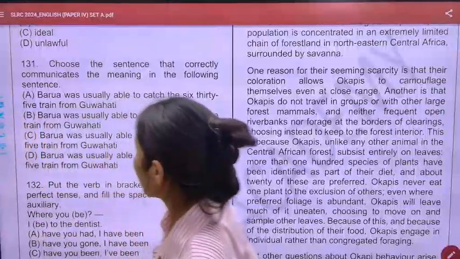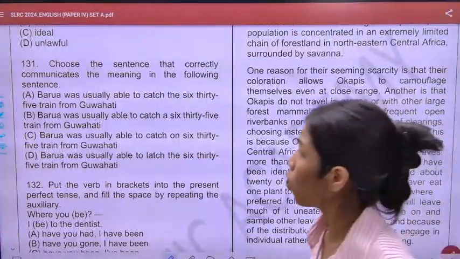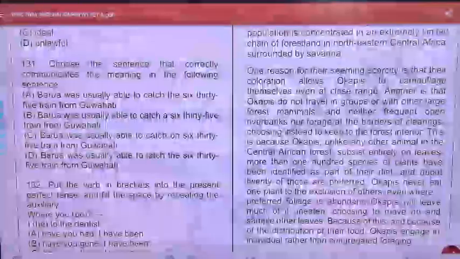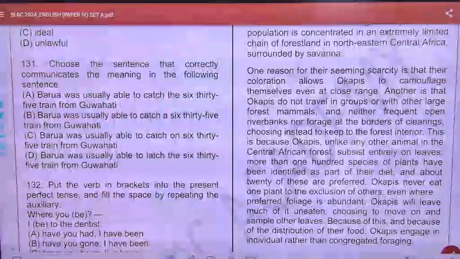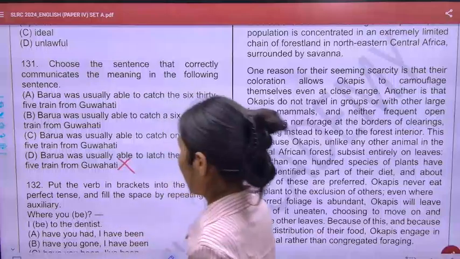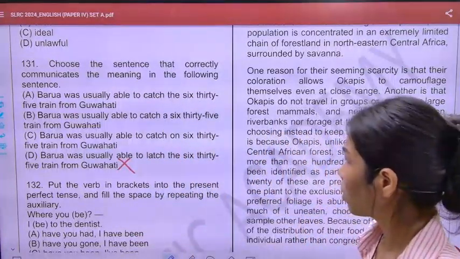Okay, so the next question says, choose the sentence that correctly communicates the meaning of the following sentence. The first one says, Barua was usually able to catch the 6:35 train from Guwahati. Okay, Barua was usually able to catch a 6:35 train from Guwahati. Next one says, Barua was usually able to catch on 6:35 train from Guwahati, and Barua was usually able to latch the 6:30. Okay, the latch word should not come here. It should not come. Barua was usually able to catch on.